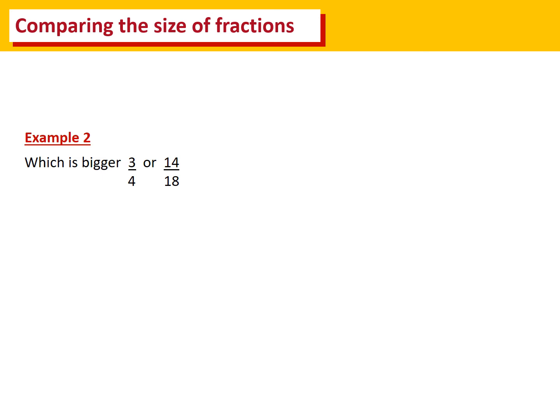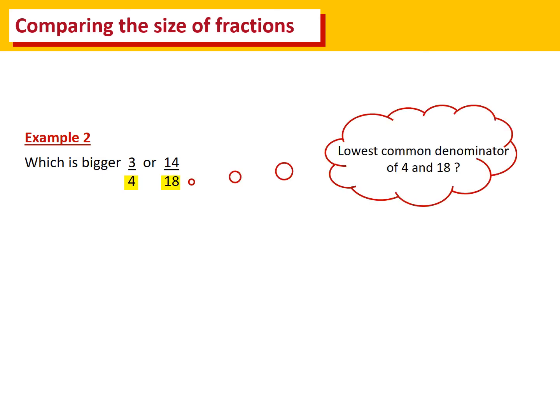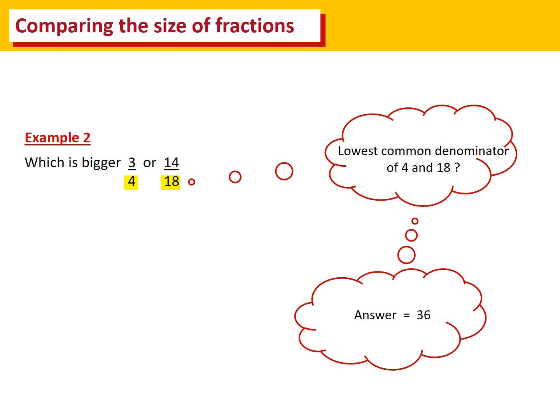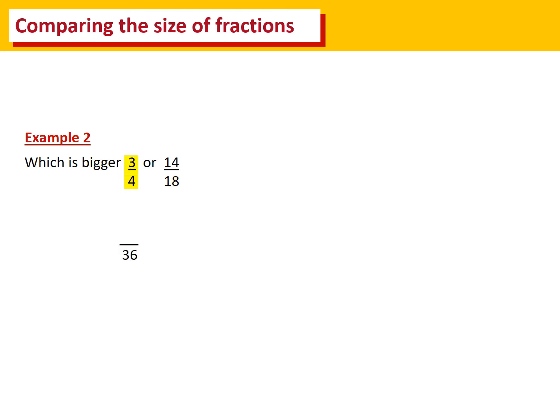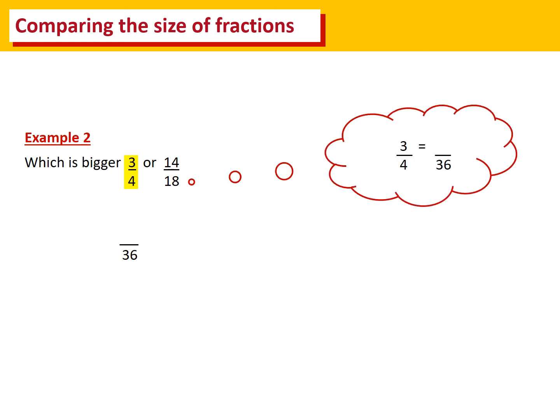We start off with finding the common denominator of 4 and 18, and the smallest number that 4 and 18 divide into is 36. So we express 3/4 as a fraction with the denominator of 36. What have we done to 4 to turn it into 36? We've multiplied by 9. So we do exactly the same to the numerator, the top number, and that gives us 27. So 3/4 is 27 over 36.